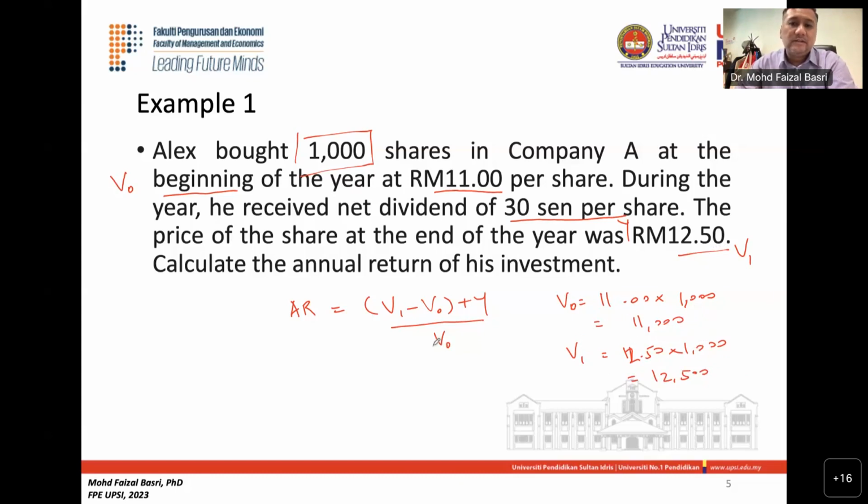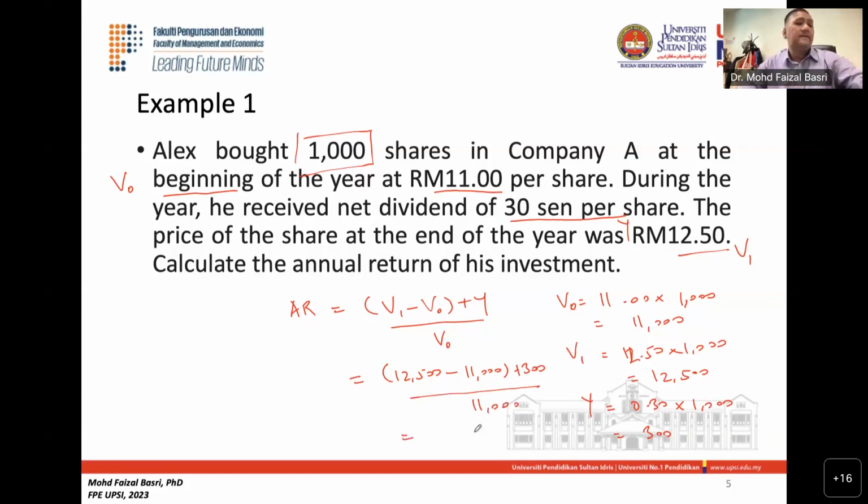So if you translate this into our equation, it would be 12,500 minus 11,000. But don't forget the return. The return is 30 cents per share. So to get the Y, it's 30 cents multiplied with 1,000 units. So it's 300 ringgit. So you add 300 ringgit here and divide by the original 11,000.